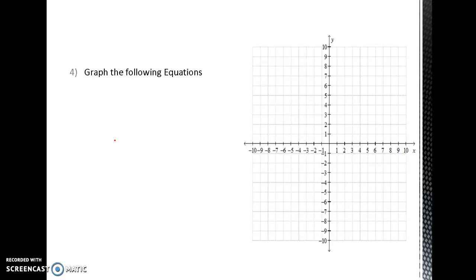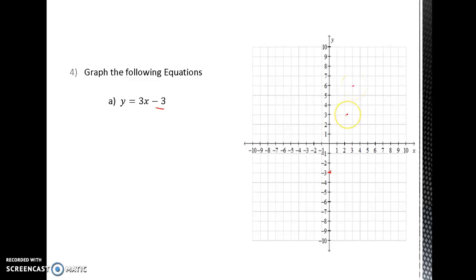So let's graph the following equations. If I start this one at -3, because the y-intercept is -3, I'd be right here. And the slope is +3. So if I use rise over run, I could go up 3 and over 1. I would go up 3 and over 1 again, up 3 and over 1 again.